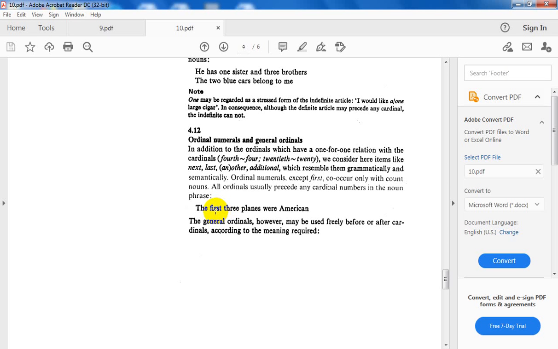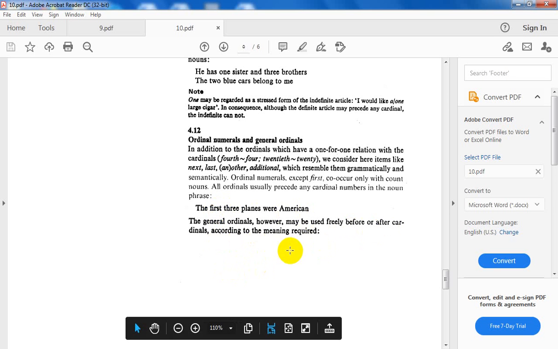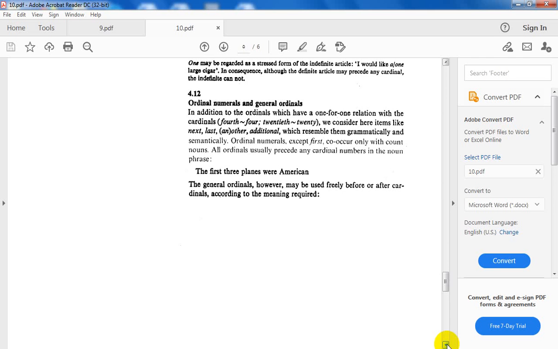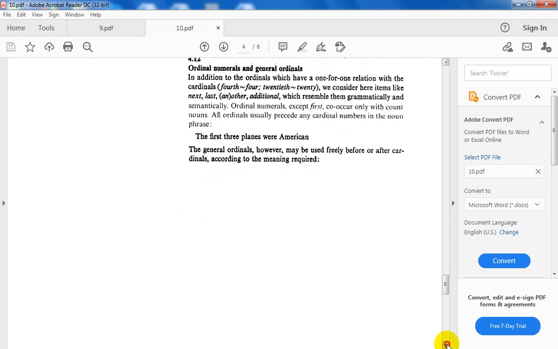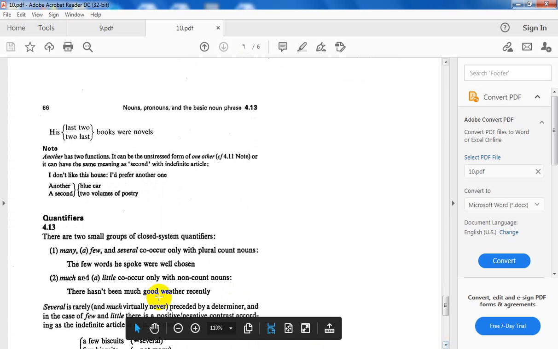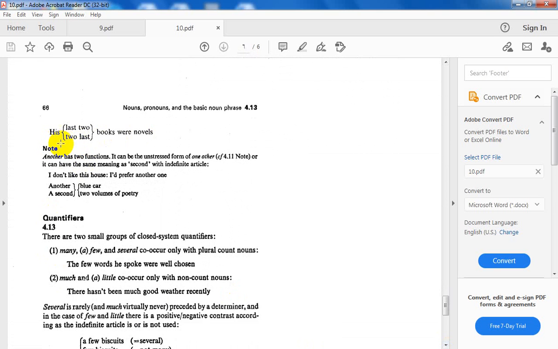But if you have a general ordinal, however, it may be used freely before or after a cardinal according to the meaning required. If you have an ordinal and a cardinal, you use them according to the meaning you want. For example, we say: the last two books were novels. His two last books were novels. Here, of course, his last two books, the two last books, according to the meaning.